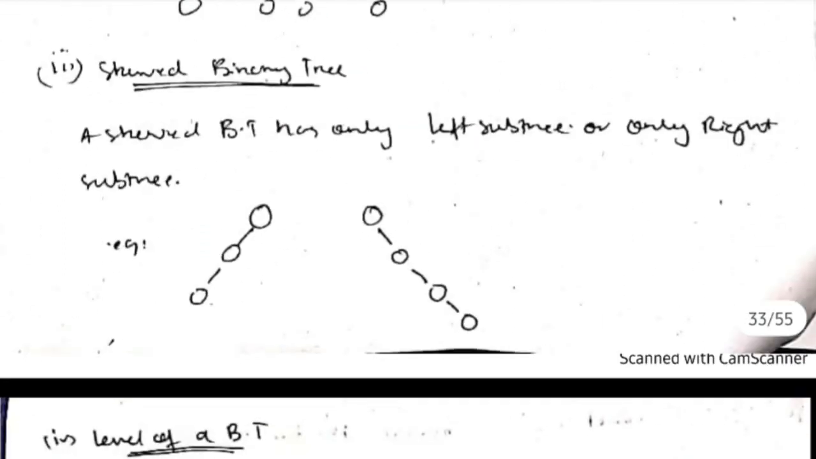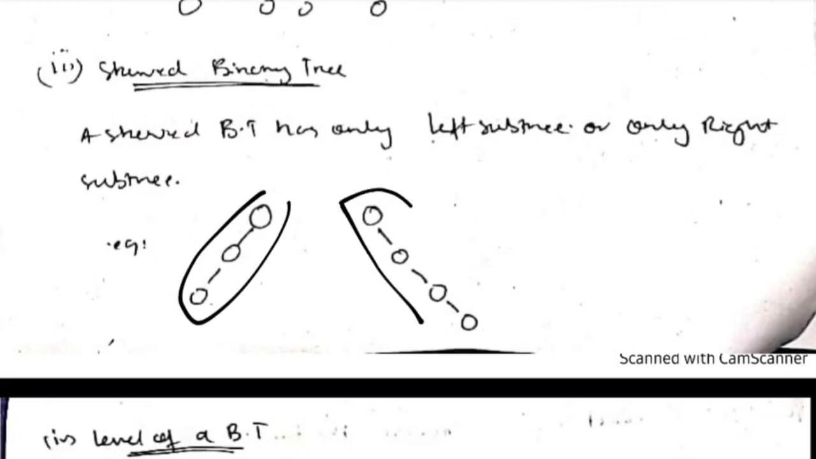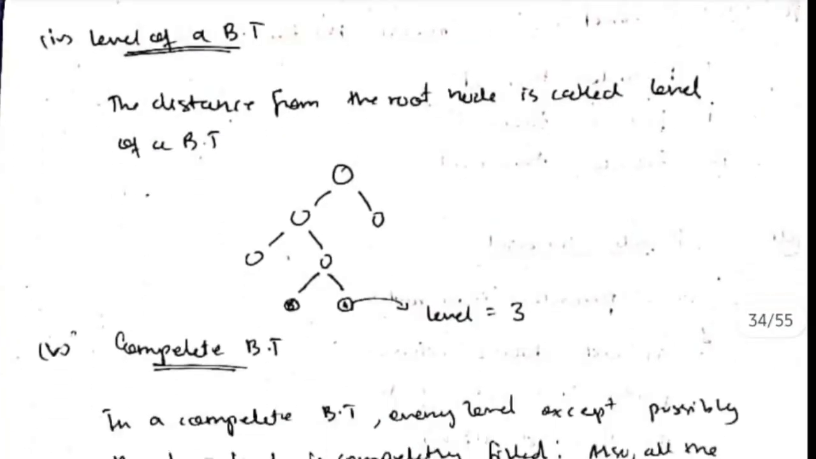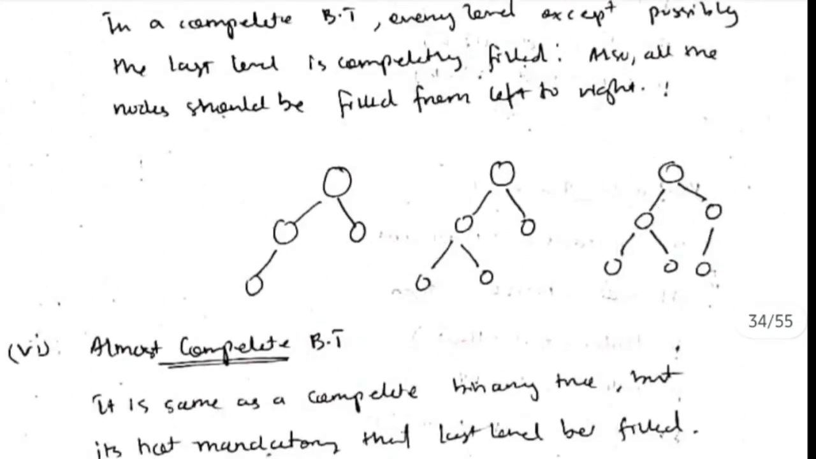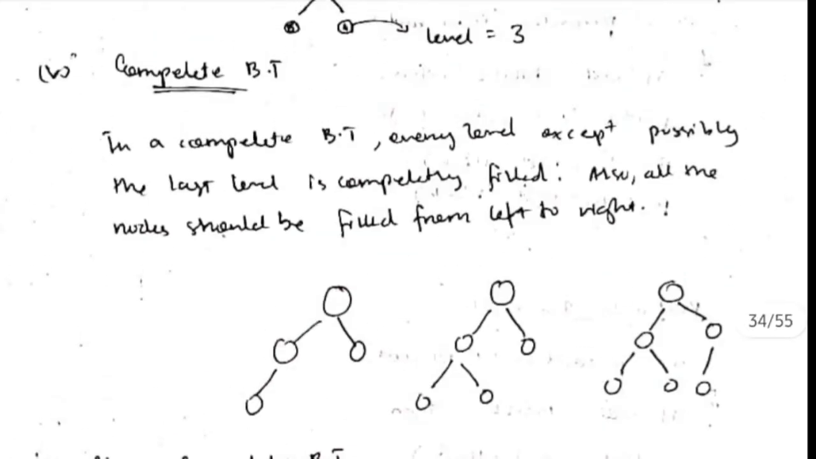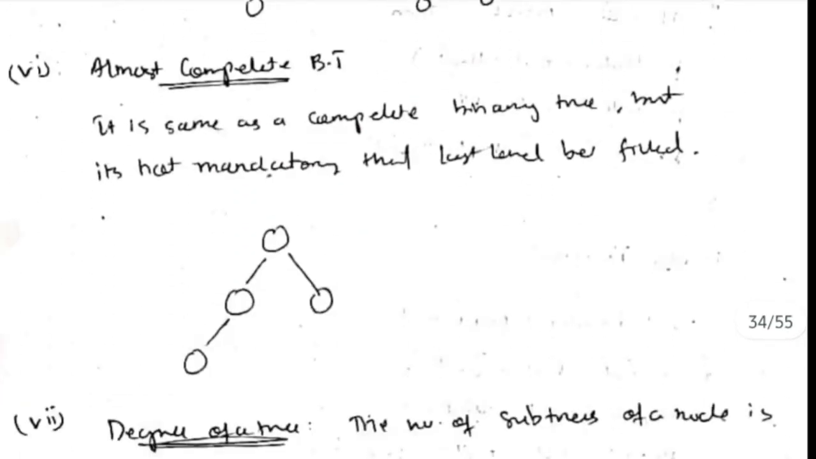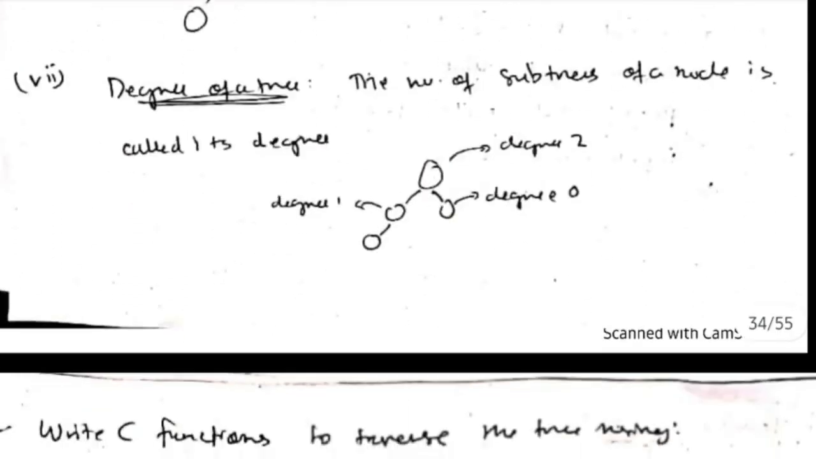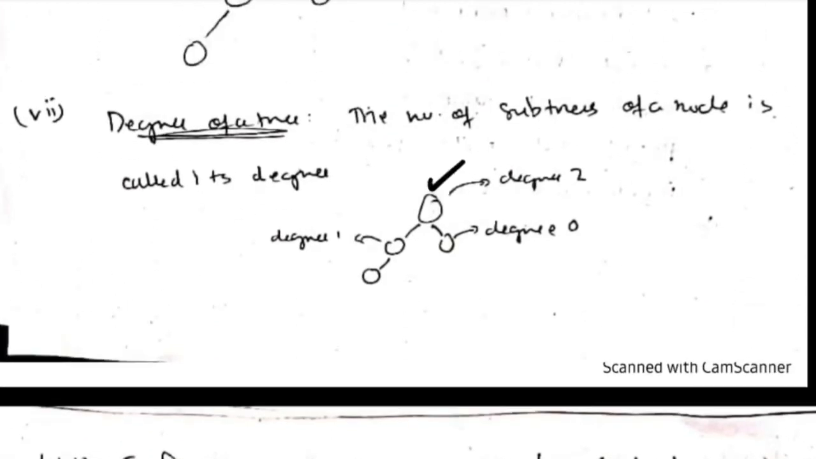In a skewed binary tree you will have either only the left nodes or the right nodes. The level of a binary tree is given by how many branches you have to travel from the root node to reach the particular node. In complete and almost complete binary trees, it's not mandatory that the last level should be filled, and the filling should happen from left to right. Almost complete is similar, but a few technical differences are there. The degree of the root node is 2 because it has two subtrees, the degree of this is 0 because it's a leaf node, and the degree of this is 1 because it has one subtree.